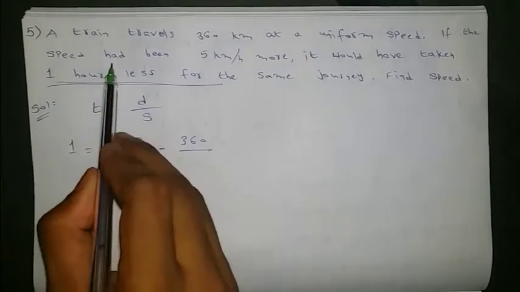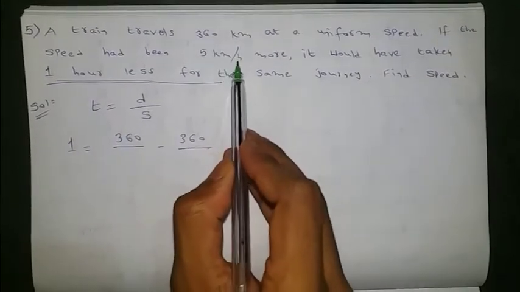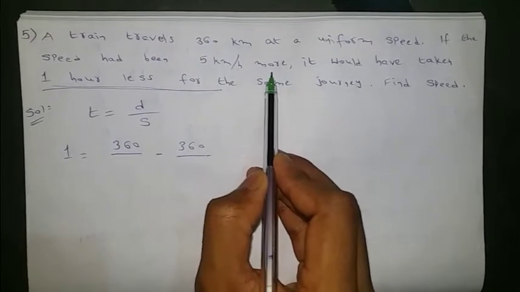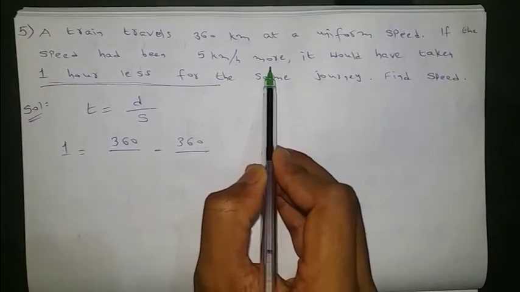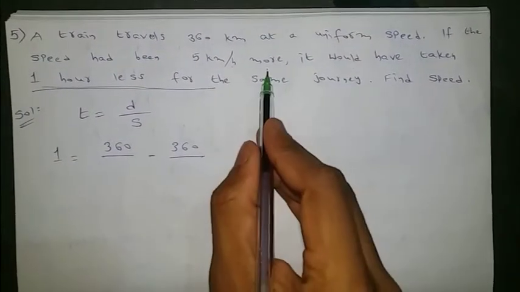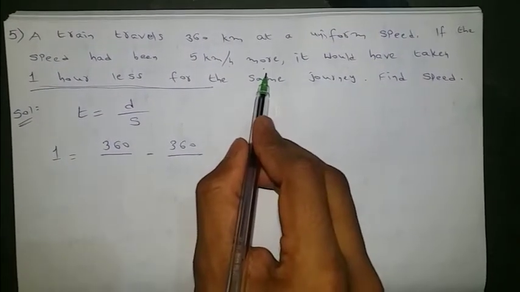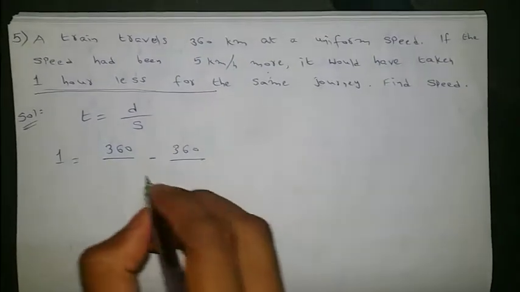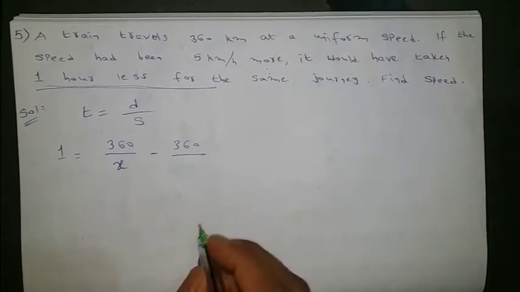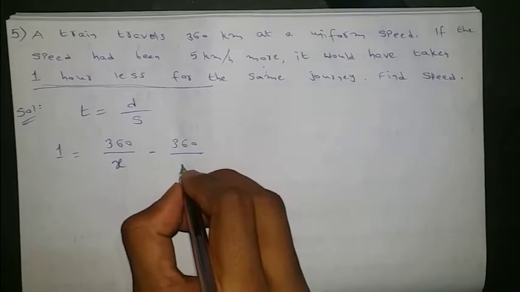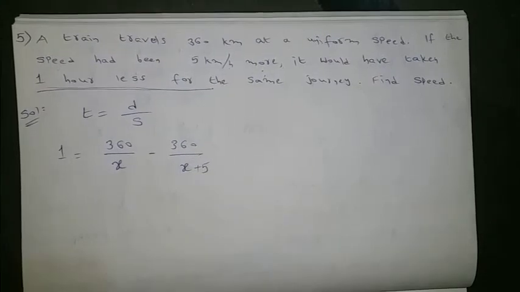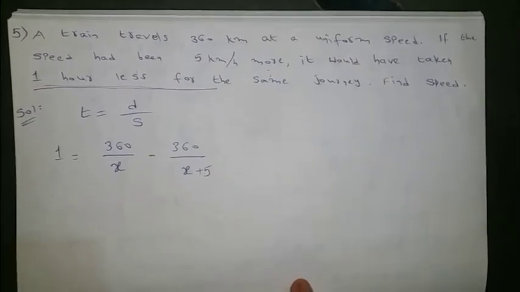If the speed had been 5 kilometer per hour more, it means in the beginning, if the speed is x kilometer per hour, then after getting more, it will become x plus 5. So in the beginning, the speed of that particular train is x kilometer per hour. Then after it is becoming more, it will become x plus 5. So now we need to solve this equation.